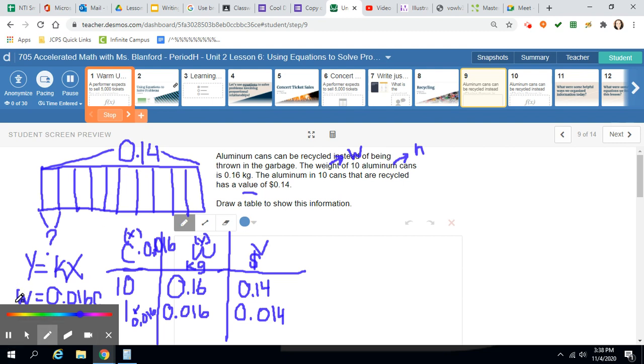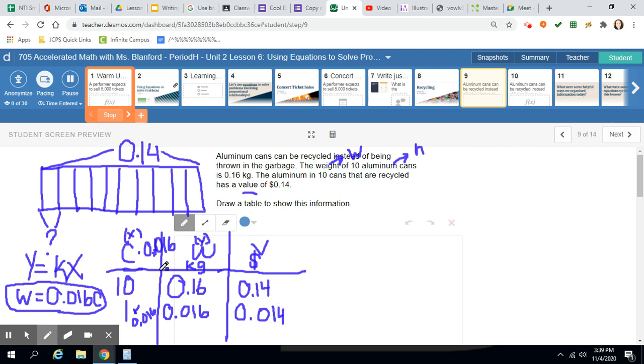right? So W was in the Y place, so the weight is where the Y is. The constant of proportionality is what this K means, so I know that it's that. And my X value was the C, right? The number of cans. And now, so this is my equation.